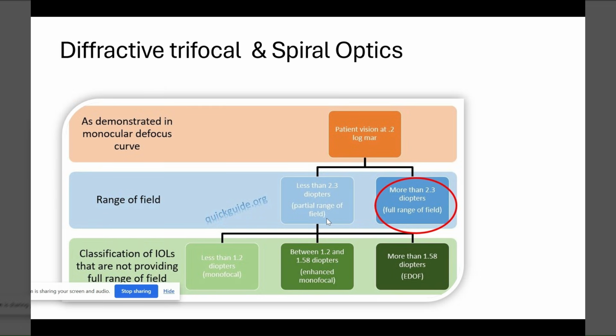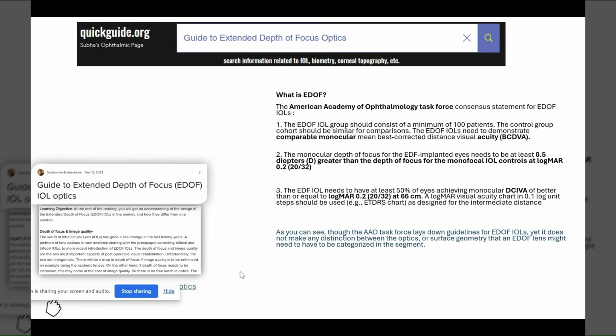Now let's also look into the enhanced monofocal or the EDOF lenses. As I said before, lenses that provide a depth of focus of less than 2.3 diopters at 0.2 logMAR, or 20 by 32, or 6 by 9, are called either an EDOF lens, an enhanced monofocal lens, or a monofocal lens. Now, the American Academy of Ophthalmology task force defines an EDOF lens as a lens that provides 0.5 diopters greater depth of focus than the monofocal IOLs. That is basically the definition from the American Academy of Ophthalmology.